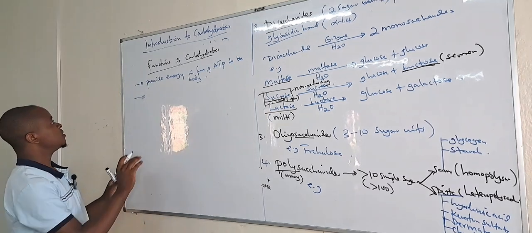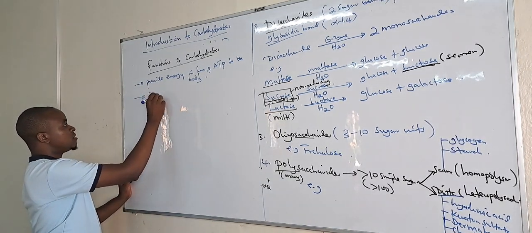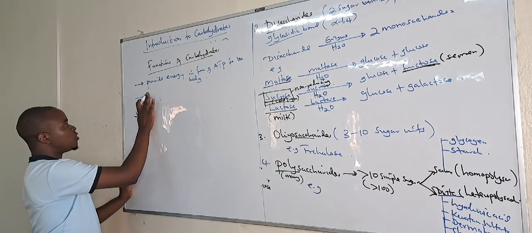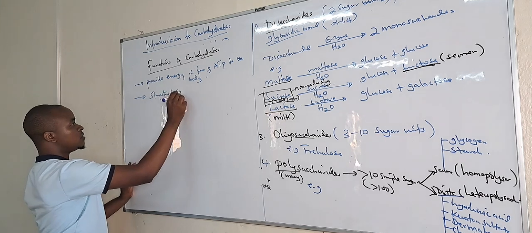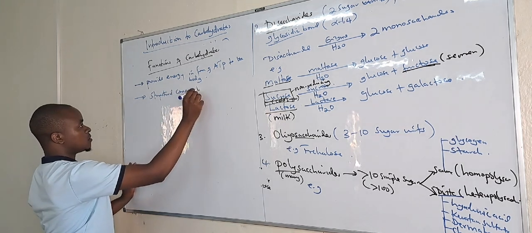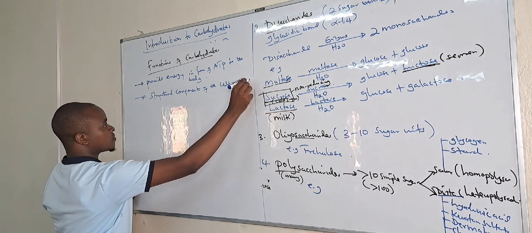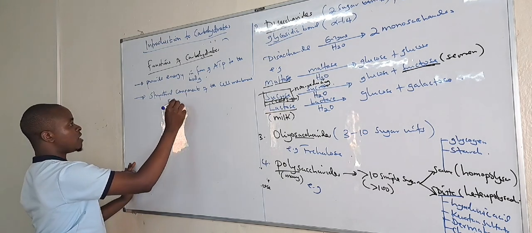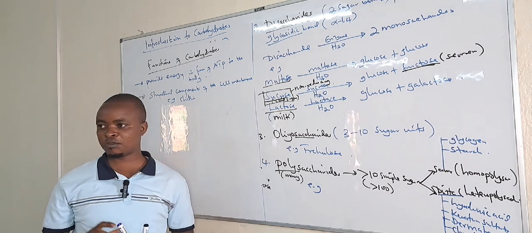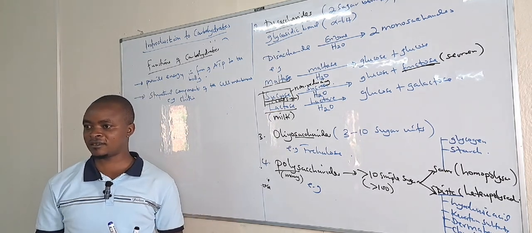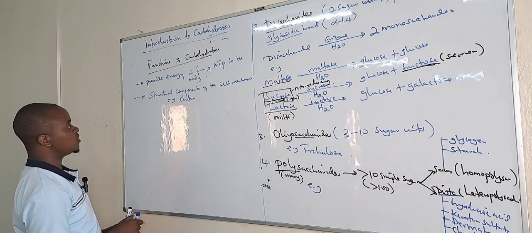Then another thing, these carbohydrates form a component of the cell. They offer a structural component of the cell membrane. For example, we have carbohydrates like chitin, which is part of the cell in fungus. In fungus, chitin is part of the structural cell membrane.